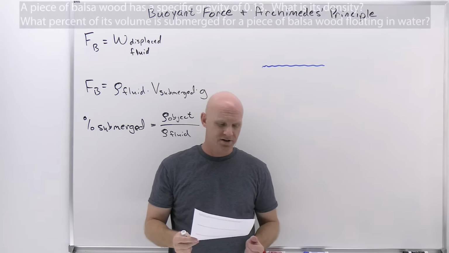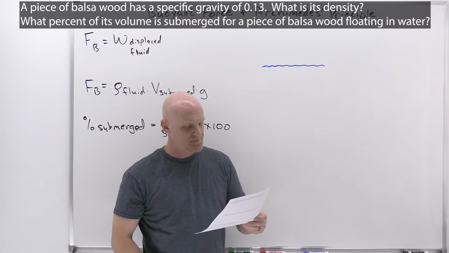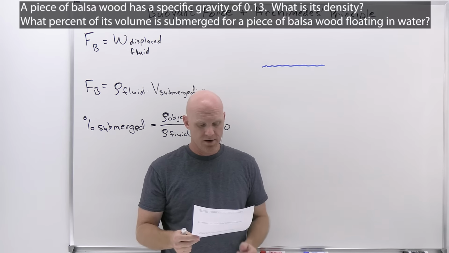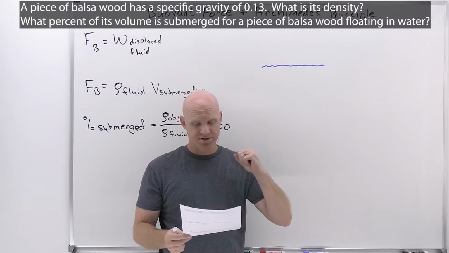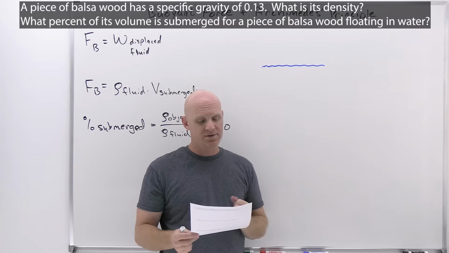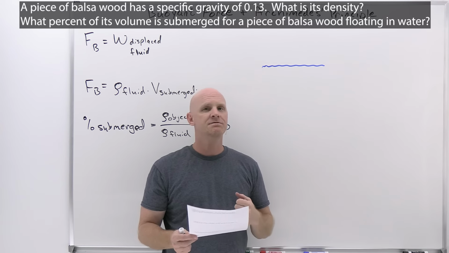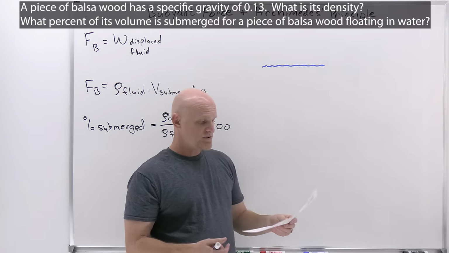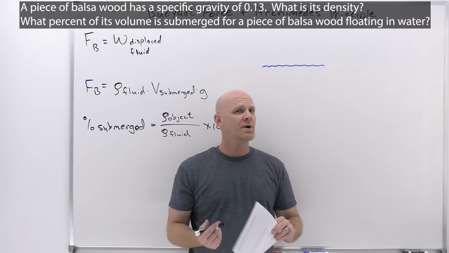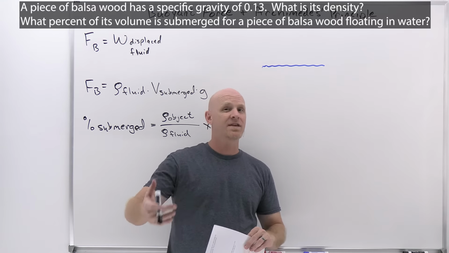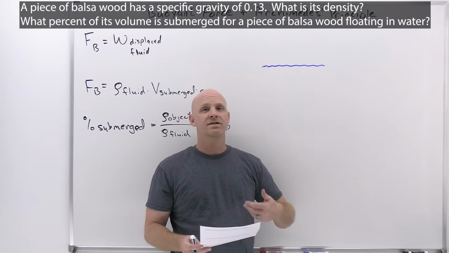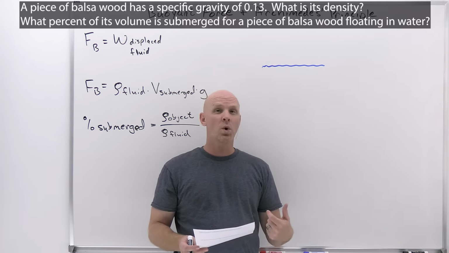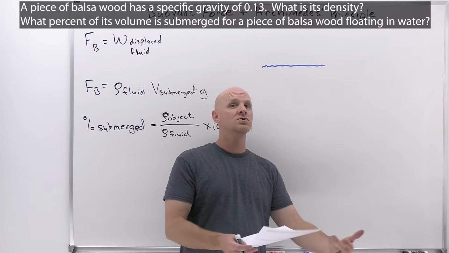All right, next question here. A piece of balsa wood has a specific gravity of 0.13. What is its density? First question. Second question, what percent of its volume is submerged for a piece of balsa wood floating in water? All right, so we'll start with what is its density. And you've got to remember that specific gravity is just an object's density relative to that of water. And since it's got a specific gravity of 0.13, that means its density is only 0.13 times that of water.